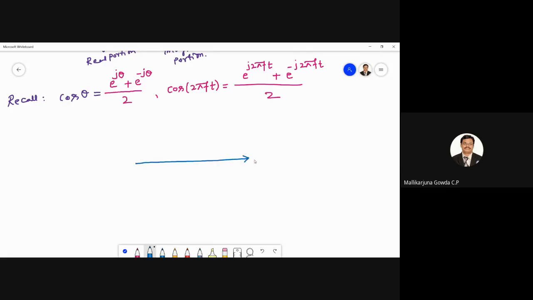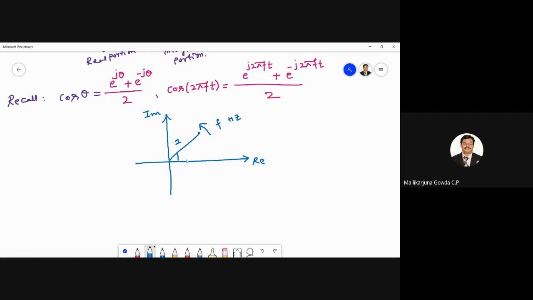Let's take this as the real axis and this will be the imaginary part. So first one, e power j 2 pi f t. How can I represent that? Already I said this one. The magnitude is 1, so it will be rotating counterclockwise at what frequency? F hertz.